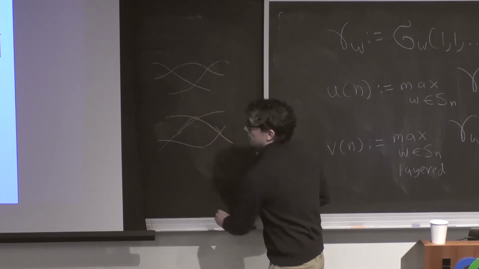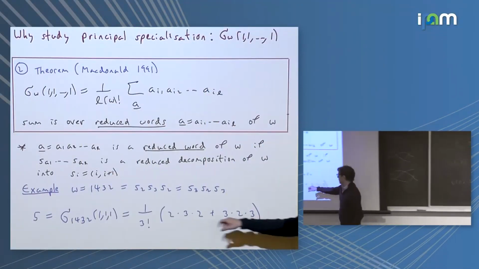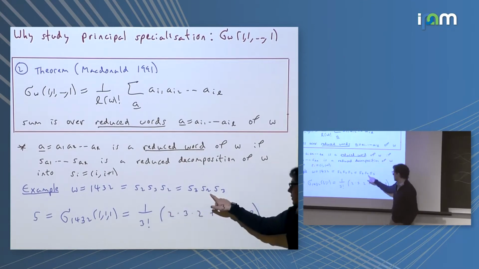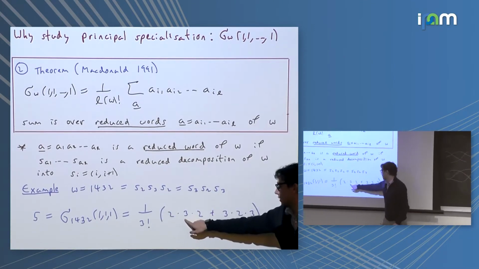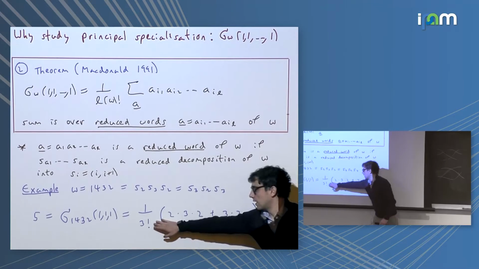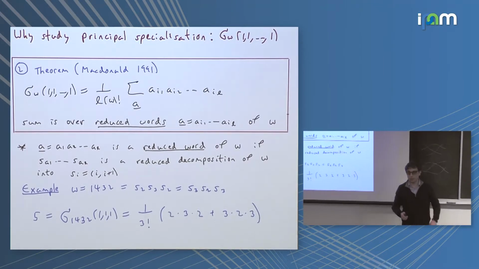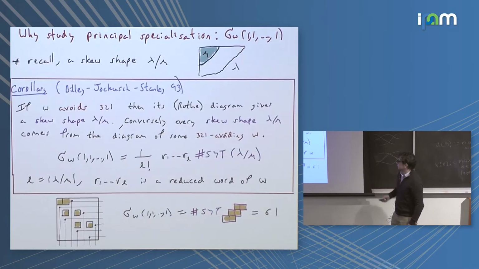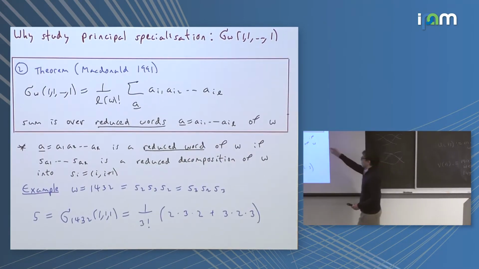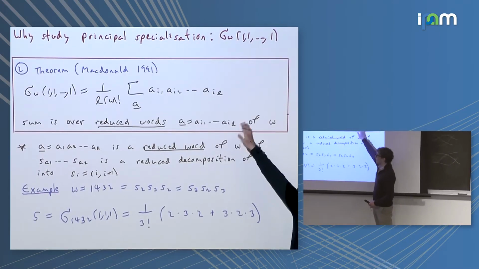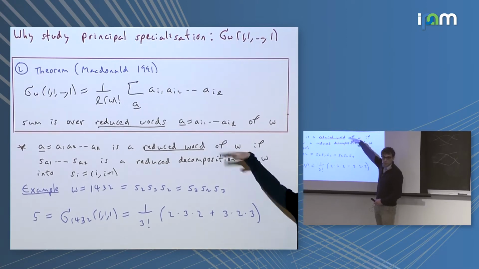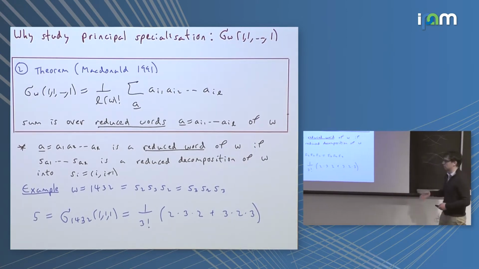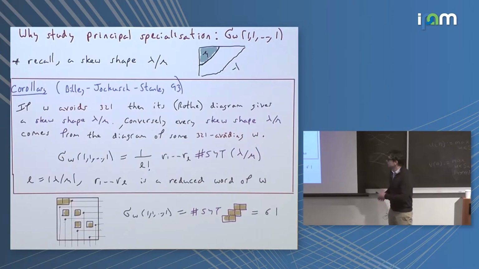Okay, so this MacDonald identity says that if I multiply 2 times 3 times 2 plus 3 times 2 times 3, so I have here 12 plus 18, 30, and I divide by 3 factorial, I get 5. So in some sense, that's a different way to compute the principal specialization if you don't want to do these RC graphs and make the mistakes I just did. But, okay.